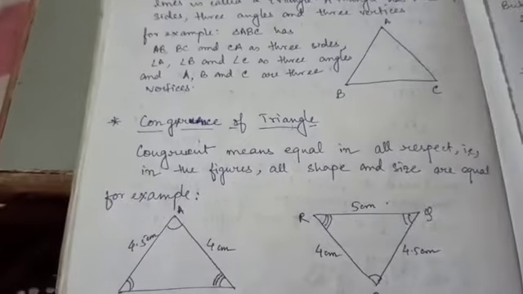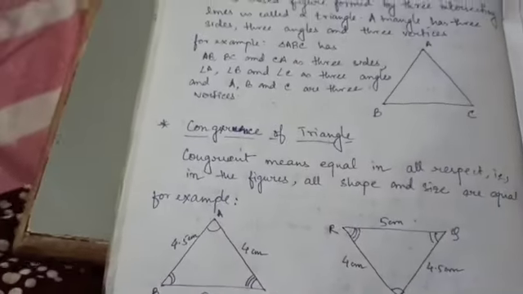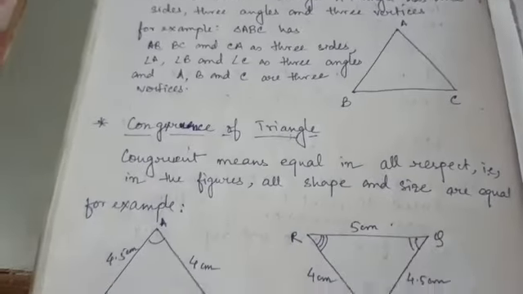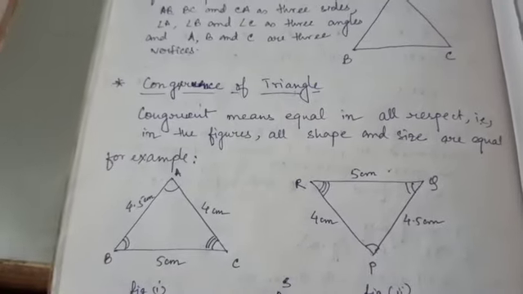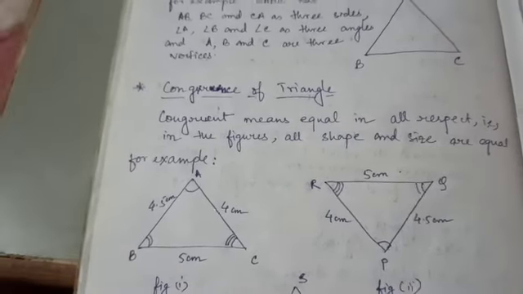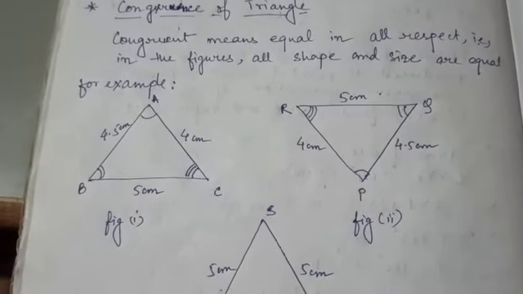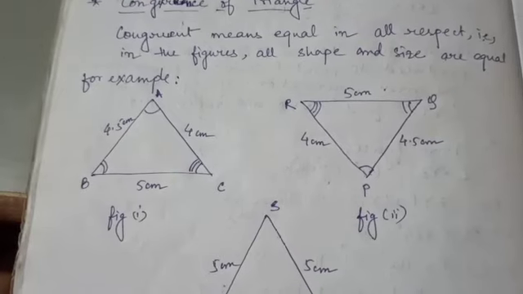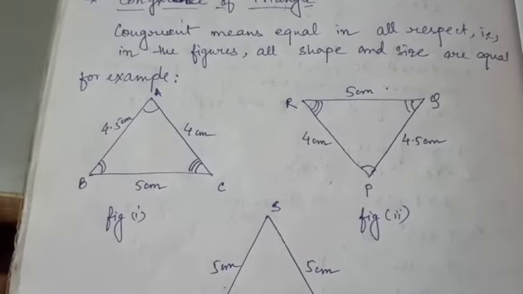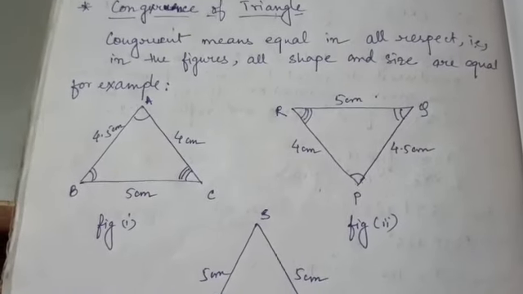Now in this chapter you are going to study congruency of triangles. It is based on one part of a triangle, that is congruency. Today we are going to study what is congruency and types of congruency. Congruent means equal in all respects. All respects means in angles as well as in sides. So in a figure, all shapes and sizes should be equal.